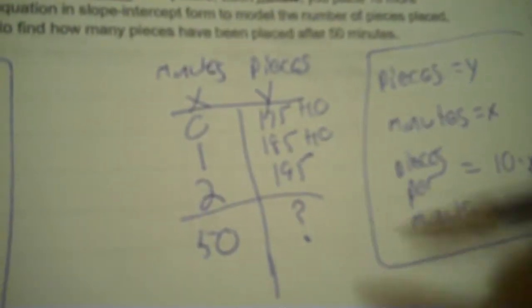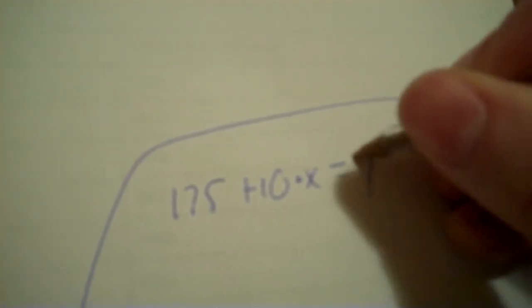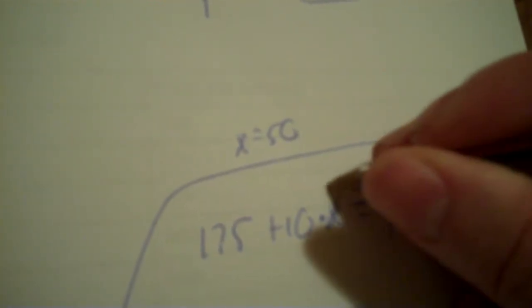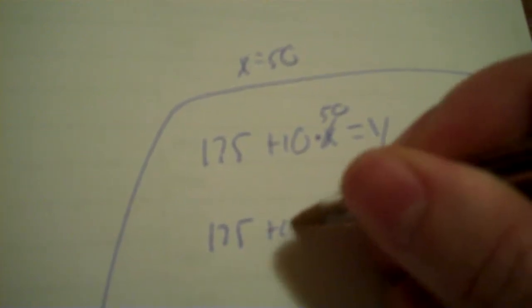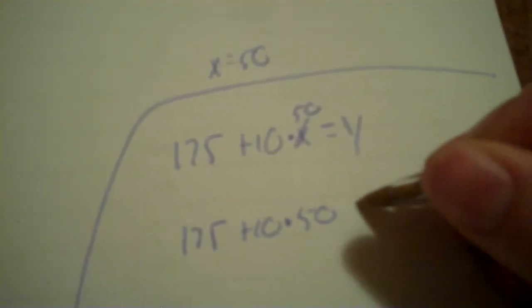Okay, so equals Y. The Y started at 175, and then the slope is 10. So my equation is 175 plus 10 times X equals Y. Now 50 is X, so X equals 50. So we'll just take out X, put 50. We have 175 plus 10 times 50.